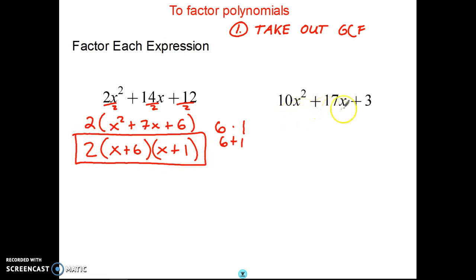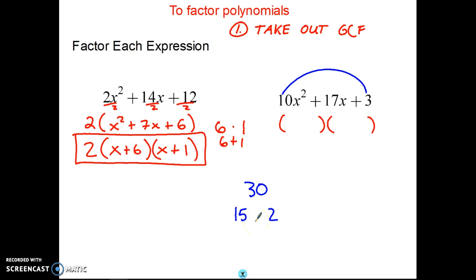The only problem is, in this one, since I don't have a greatest common factor, I have to use a different strategy than normal in order to find what the 2 factors will be after I factor this quadratic trinomial. And here's my technique. What you want to do, take the first number times the last number. 10 times 3. That's 30. And again, look at the last sign. Because it's positive, I know the factors of 30 have to add to be 17. What factors of 30 will add to be 17? Well, 15 times 2 is 30, and 15 plus 2 is 17.